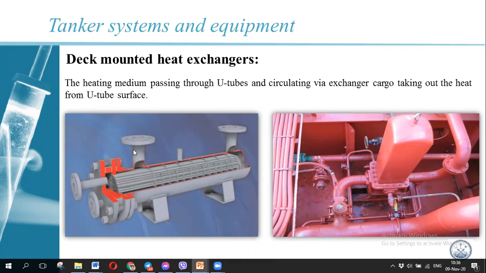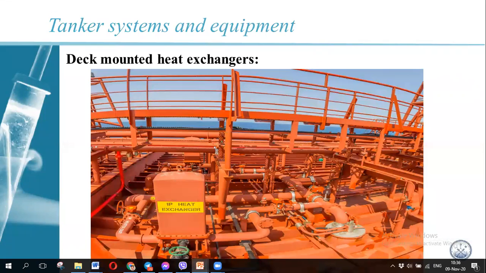And the cargo is coming from this side and passing through. So the steam is the heating medium and the cargo is just passing. The deck mounted heat exchanger could be horizontal or vertical, doesn't matter, it also could be that. But the principle of working is the same. I just made the picture for you.